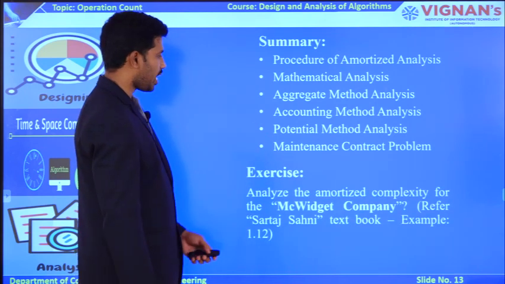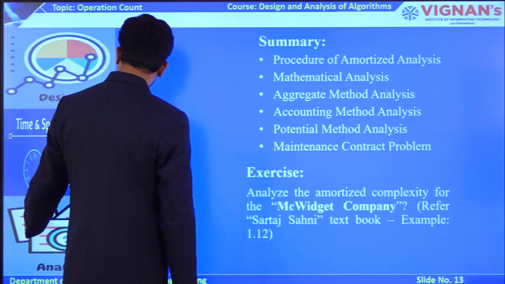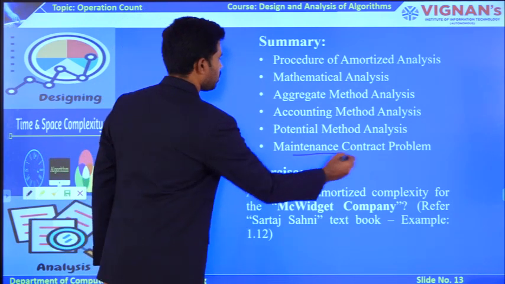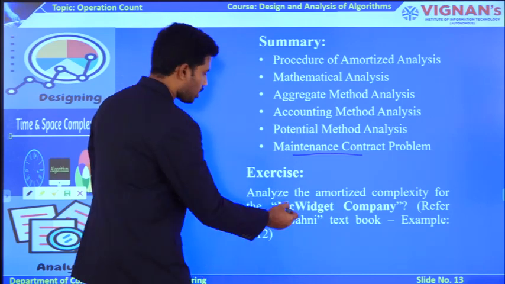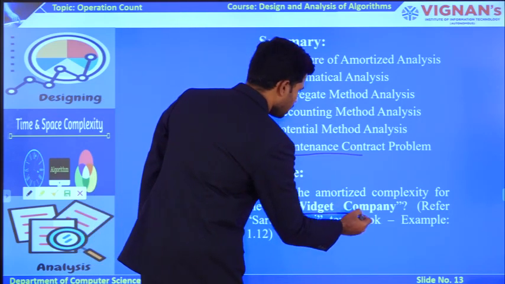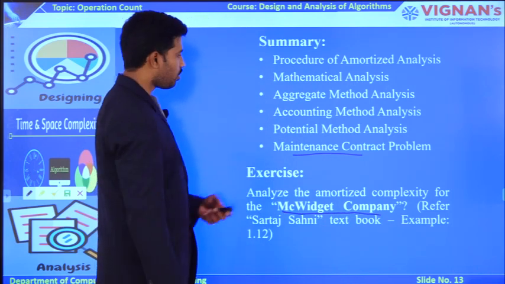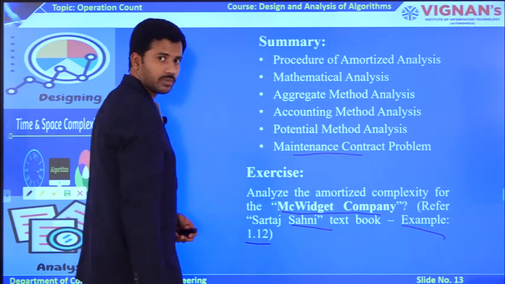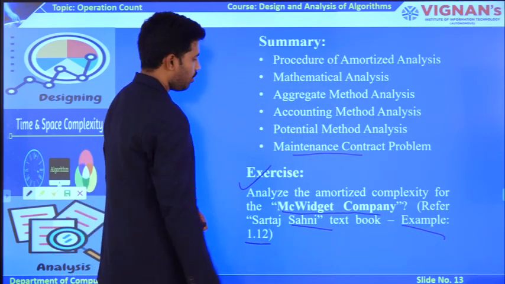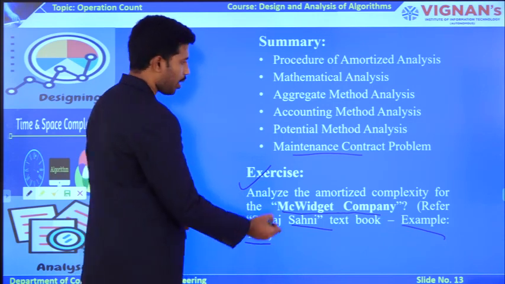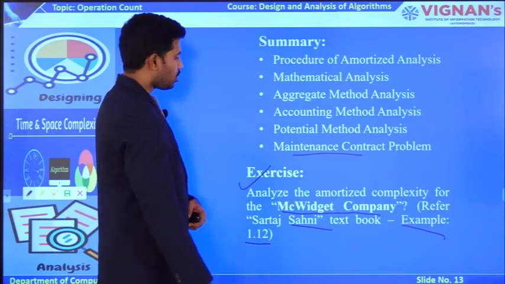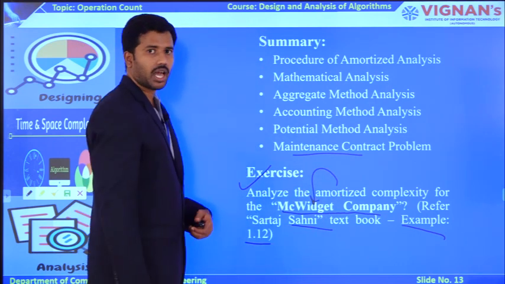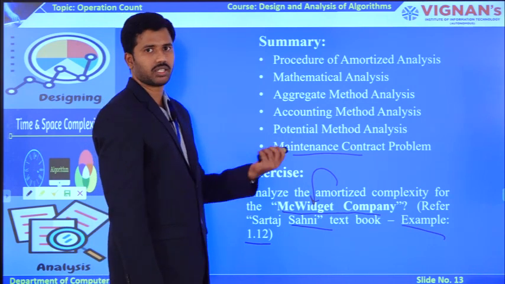Now try to take this one as an assignment. In this assignment, what they have given is a maintenance contract, as we discussed now. There is a company named MC Widget, and this procedure is available in the Sahani textbook, and the example number is 1.2. You try to refer to this exercise, which is available in the Sahani textbook under example 1.2. Okay. So you try to apply this amortized analysis on this company analysis chart or company sales chart.